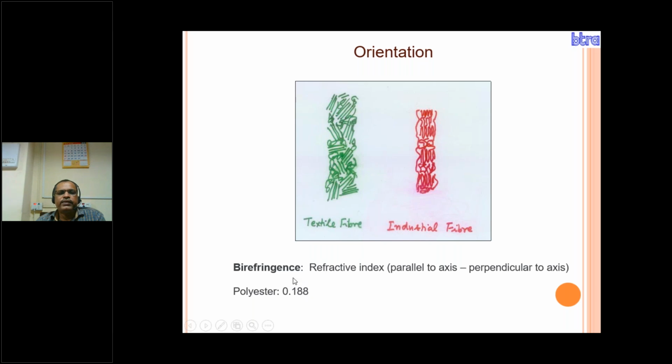So you will see the birefringence of the fiber, that is the refractive index parallel to the axis minus perpendicular to the axis. The polyester birefringence is 0.188, which means it is well arranged and oriented with respect to the axis.